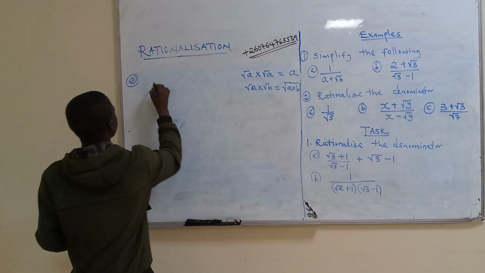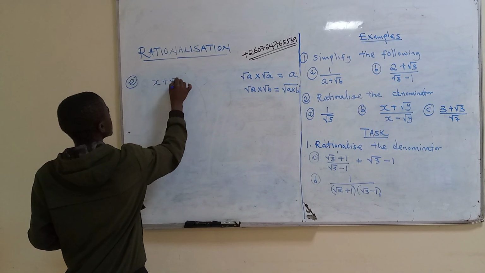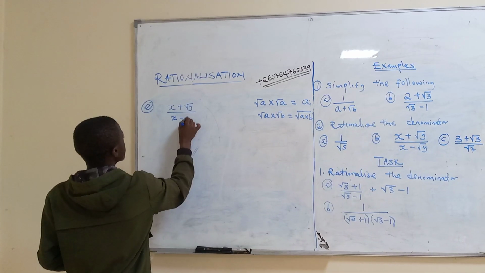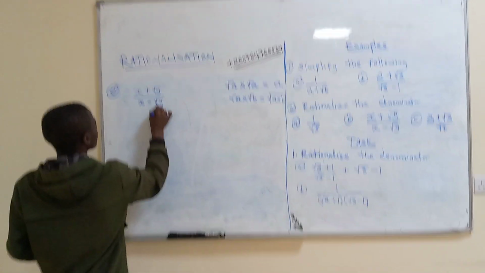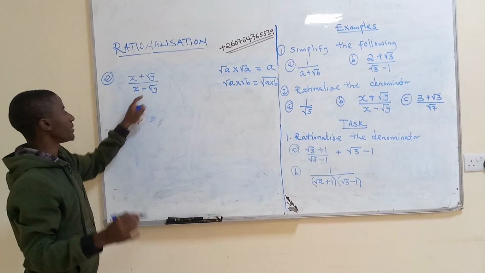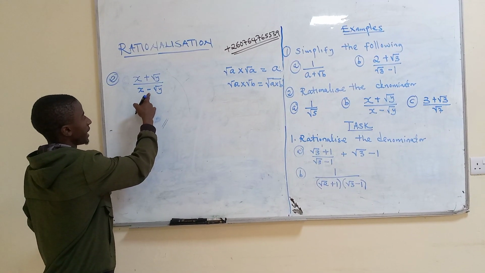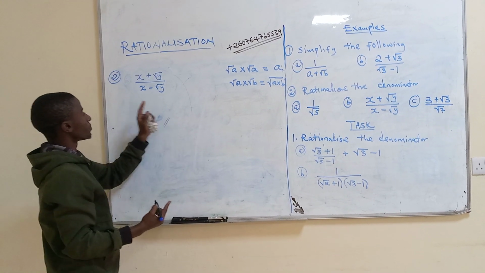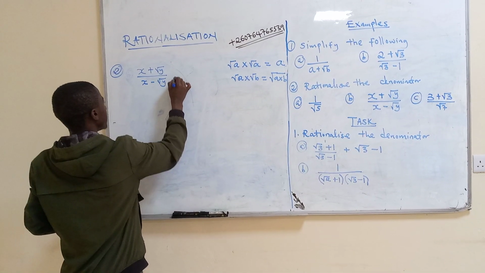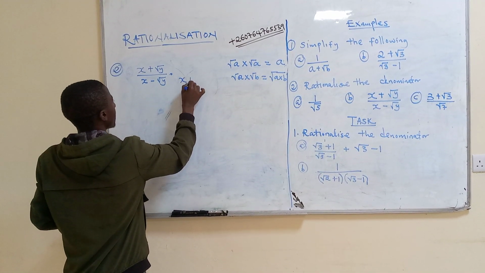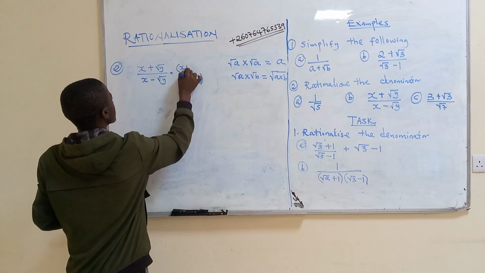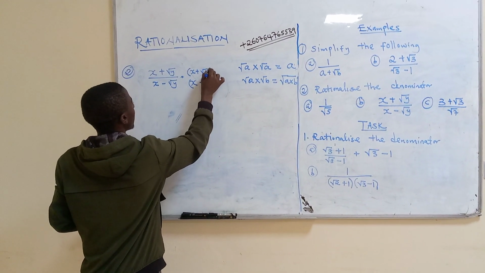D. So we have been given x plus square root of y over x minus square root of y. To conjugate the denominator simply means that we are changing this sign. After changing the sign, multiply that same conjugate with the numerator and the denominator. So that is x plus square root of y, x plus square root of y.